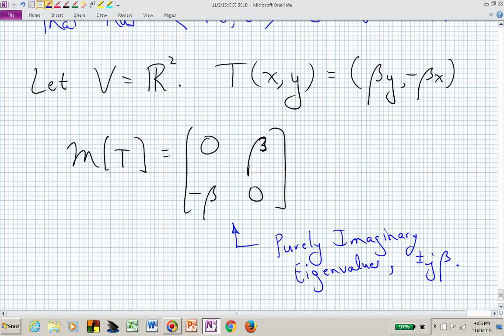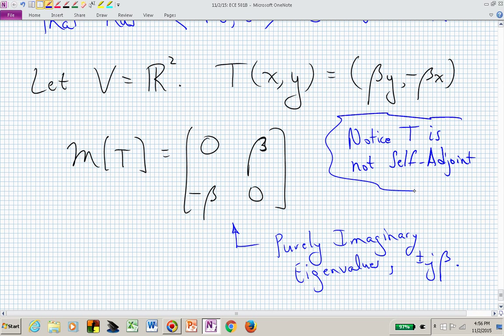Is T self-adjoint? What's it need to be self-adjoint? The diagonals need to be real, passes that test, but what else do we need? We need the off diagonals to be complex conjugates. Is it? No. So this particular map, notice T, is not self-adjoint.